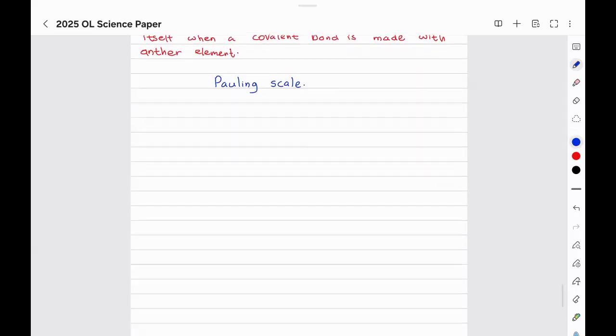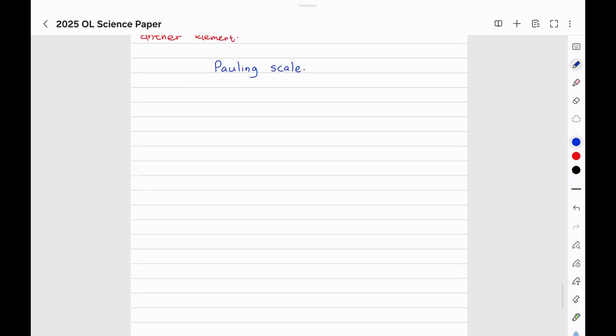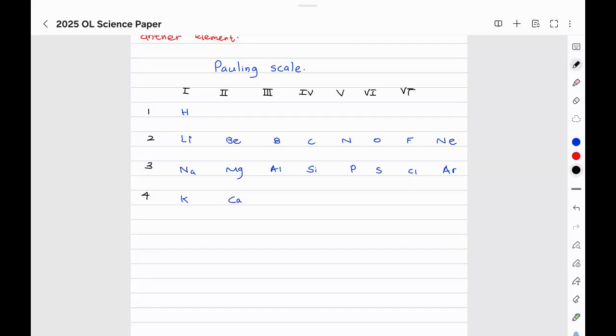According to the Pauling scale, hydrogen, lithium, sodium, potassium. There is a pattern. I'll teach you that pattern, and you can remember these values using it. Maybe you have learned it in your theory classes also. Check whether you have learned this pattern. First period, second, third, fourth. First group, second group, third, fourth, fifth, sixth, seventh, and the eighth one.